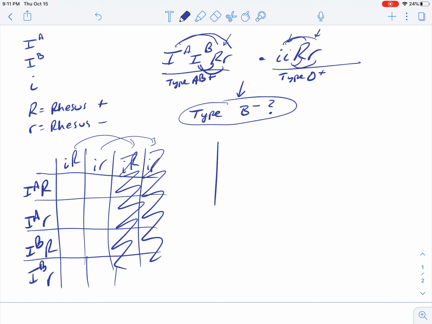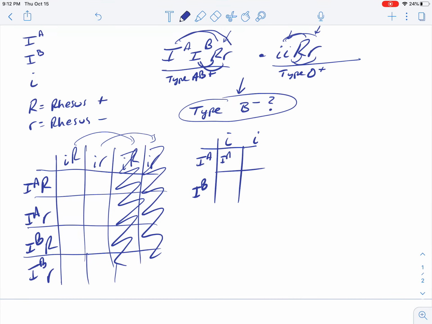But what I could also do is I could also do two separate Punnett squares. I could do one for the ABO blood typing, like this. Okay. So there's my two parents, and I could figure out what's the probability of producing a child with type B blood. Okay. And the probability of producing a child with type B blood is 1/2.